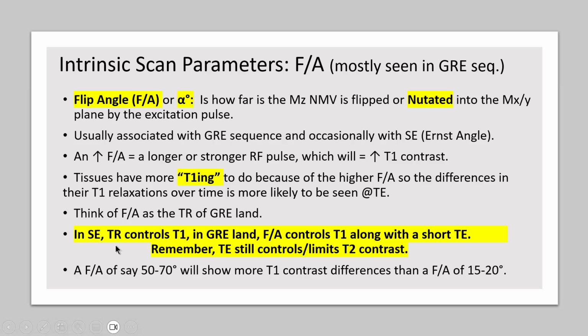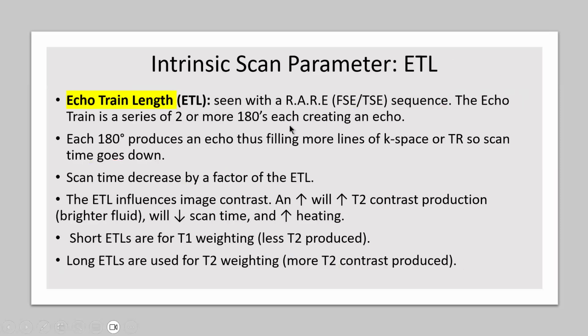So in spin echo, TR is T1. In gradient echo land, flip angle is the T1, along with the TE. TE is TE is TE. Short TEs, less T2. Long TEs, more T2. A lot of times, they're being nice guys. I'm hearing lately that when they're talking about gradient echoes or T2 star sequences, they'll say bright fluid or dark fluid. As soon as you hear dark fluid, you're thinking T1. You hear bright fluid, you're thinking T2.